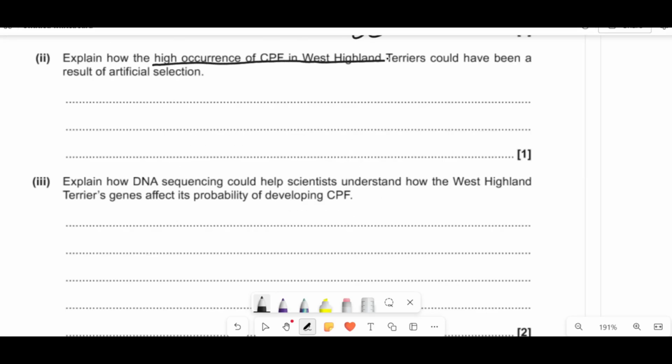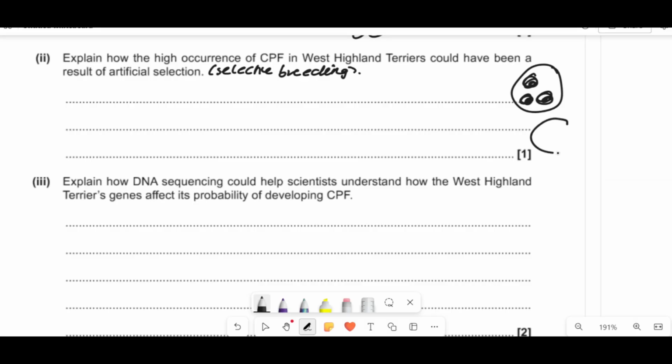Explain how the high occurrence of CPF in West Highland Terriers could have been a result of artificial selection. So this is also known as selective breeding, right? If I have like bananas, right, and I want them to have lots and lots of fruit and barely any seed, because original bananas used to have chunky seeds in them like that, and we didn't like that. One of the times, randomly a mutation will have happened, giving us a nice banana with teeny seeds. And we were like, yo, I want more of that one. So then we end up letting this one breed, however banana plants breed, right? Until eventually barely any of these are left behind and we had loads of these bananas with this trait, right?